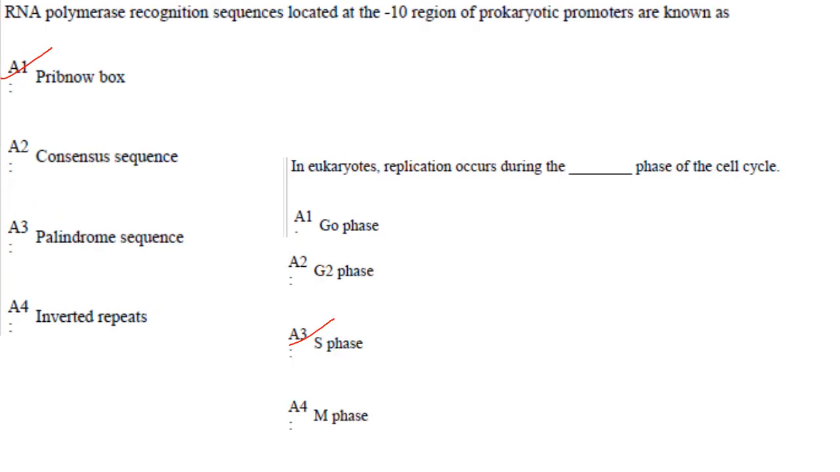Then RNA polymerase recognition sequence located at the minus 10 region of prokaryotic promoters are known as... So they are known as Pribnow box. Answer is option 1. Next one. In eukaryotes, replication occurs during the dash phase of the cell cycle. So it is during the S phase of the cell cycle. Answer is 3.